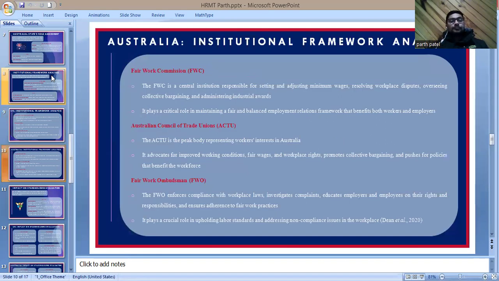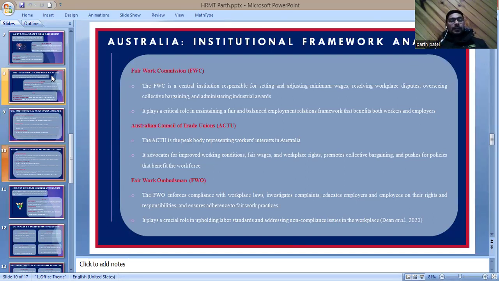Next, Australian institutional framework analysis. There are three bodies. First, the Fair Work Commission. The FWC is the central institute responsible for setting and adjusting minimum wages. They also handle collective bargaining and administer awards, and they oversee the overall process, and it plays a crucial role in maintaining fairness and balance in employment relations.